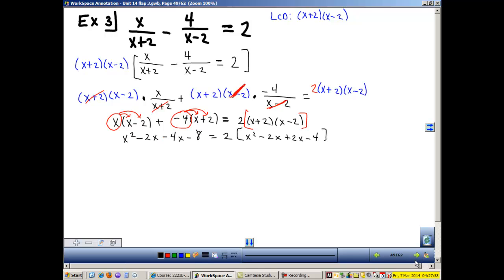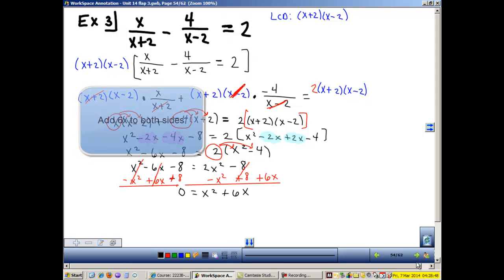Remember, distribute the x and the negative 4 to each value inside their respective parentheses to get x squared minus 2x minus 4x minus 8 equals 2, and in brackets I'm going to put what x plus 2 times x minus 2 is, and that's x squared minus 2x plus 2x minus 4. Combining like terms, we get x squared minus 6x minus 8 on the left side, and on the right 2 times x squared minus 4. Distribute the 2 to everything inside its respective parentheses to get x squared minus 6x minus 8 equals 2x squared minus 8.